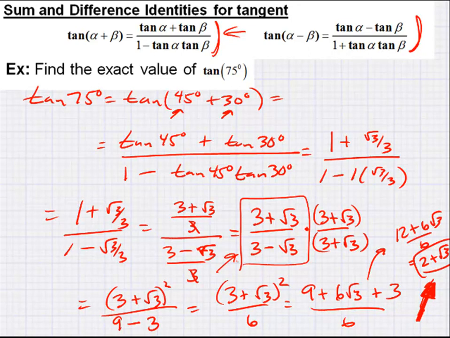I mean, you're rationalizing the denominator, you're finding common denominators. It's going to take you some time to get used to this. But this is the sum and difference identity for tangent. There's also a difference one. A difference one looks a lot like the sum one, just the signs here and here are different than the signs here and here.